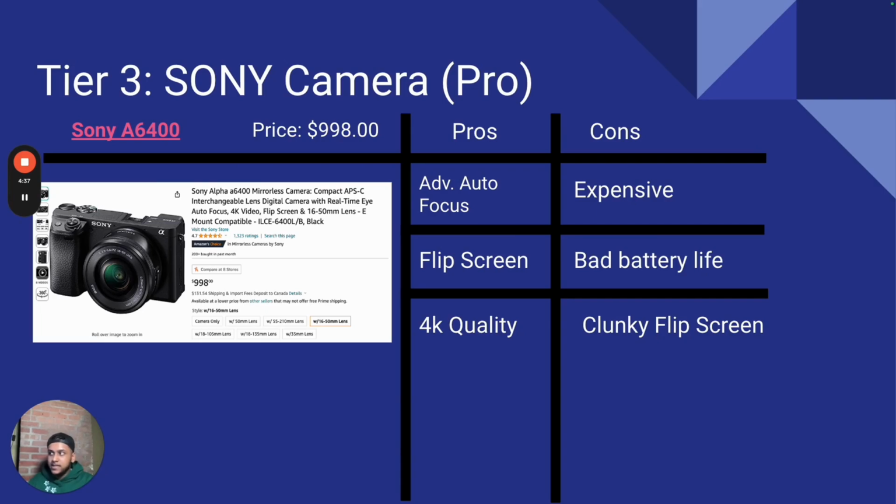The pros of this camera is that it has advanced autofocus, meaning it can very quickly pick up which parts of your picture needs to be super clear and not blurry, and it'll automatically adjust and focus it. The second pro is that it also has a flip screen, meaning when you're recording, you can see yourself to make sure everything is in frame so you don't mess with the recording, have to record again because it was a little bit out of frame.